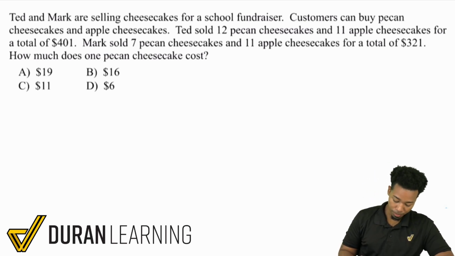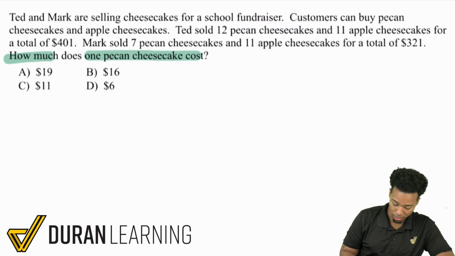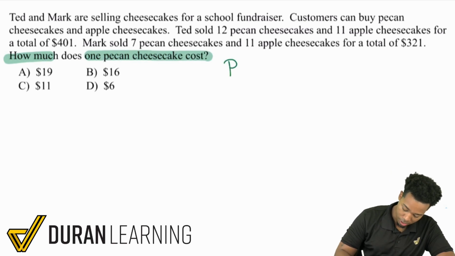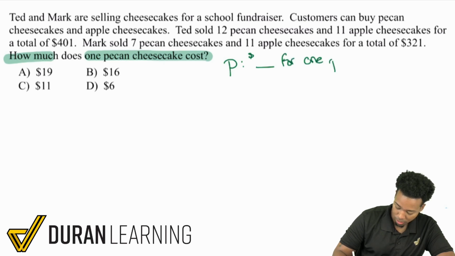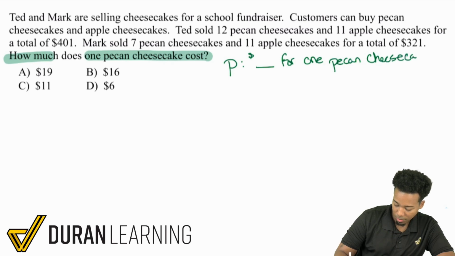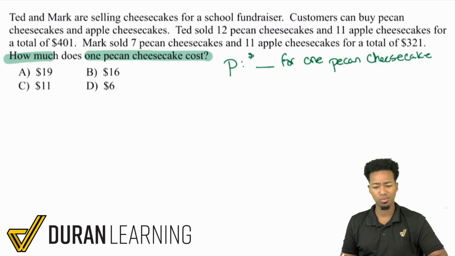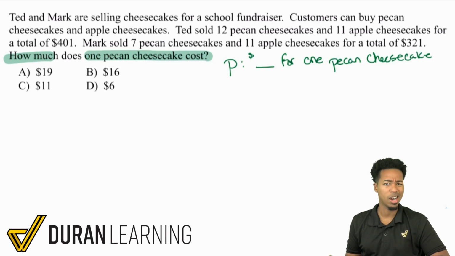It says that what we're looking for is how much does one pecan cheesecake cost? So I'll say P dollars for pecan. P represents blank dollars for one pecan cheesecake. You may be thinking, hey Anderson, we only have one thing that we don't know. What are you talking about? How is this a system?